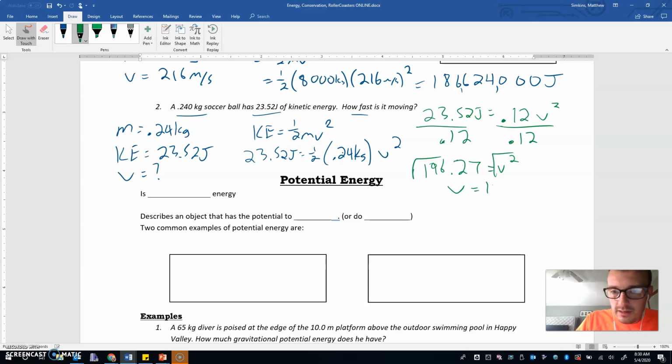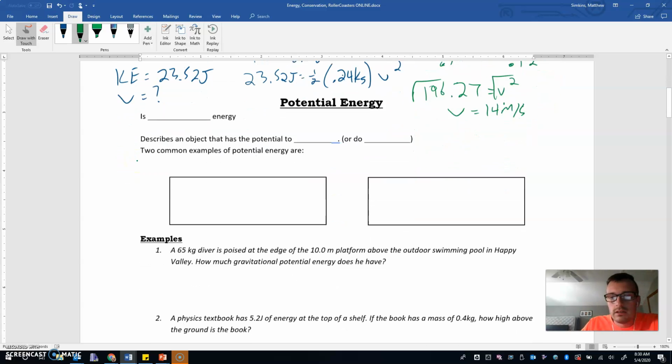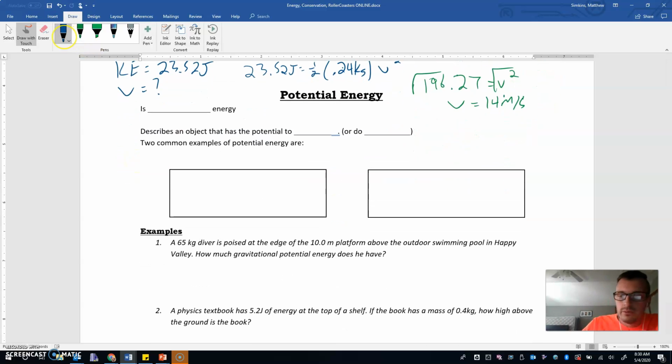So there are two examples of how you might see the kinetic energy equation show up in a problem. It might just give you the mass and velocity directly and ask you to find the kinetic energy, or it might make you use the equation to find the velocity, working backwards, if you will.